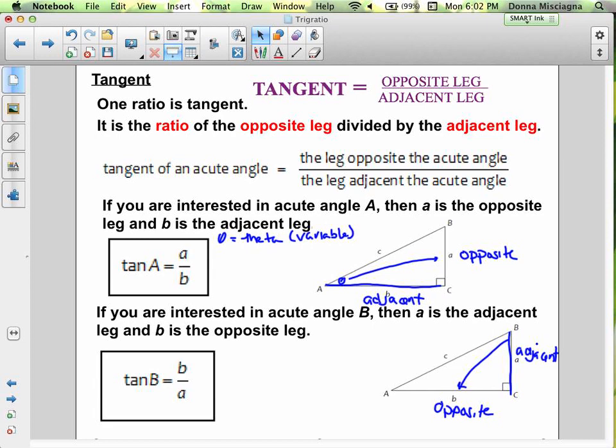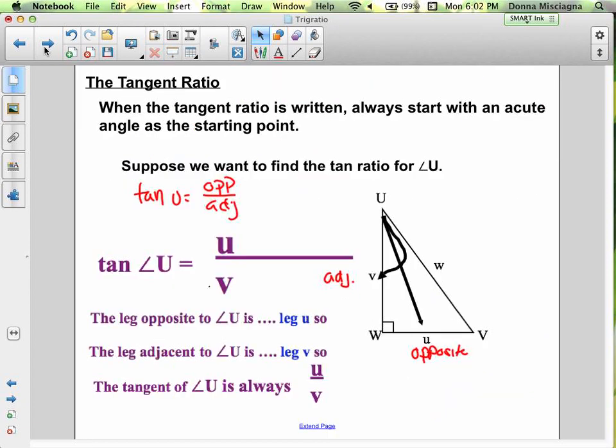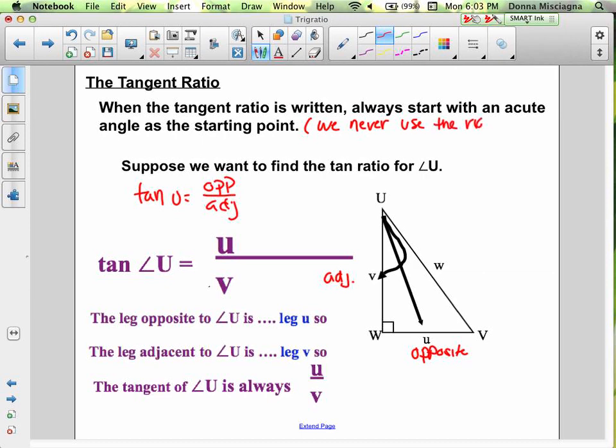Okay? And so all we're doing, by the way, in this lesson is not learning how to solve a thing. It's just learning how to set up the trig ratios. So when the trig ratio is written, you always start with an acute angle as a starting point. By the way, for our trig ratios, we will never, ever start with the right angle. Let's write that in. We never use the right angle. Always one of the acute angles.